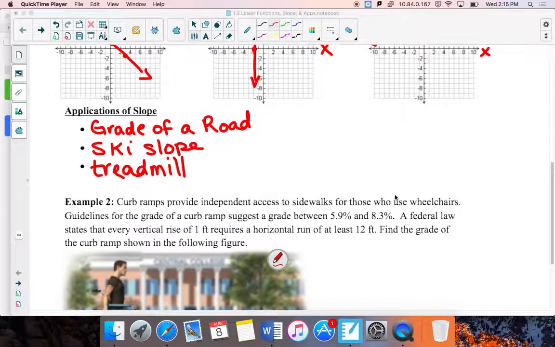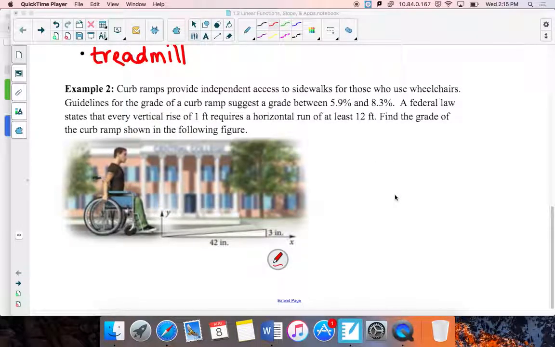So looking at a few word problems, don't let them intimidate you. Just make sure you reason through them. So this first one right here, curb ramps provide independent access to sidewalks for those who use wheelchairs. Guidelines for the grade of a curb ramp suggest a grade must be between 5.9 and 8.3%. A federal law states that every vertical rise of 1 foot requires a horizontal run of at least 12 feet. Find the grade of the following figure.